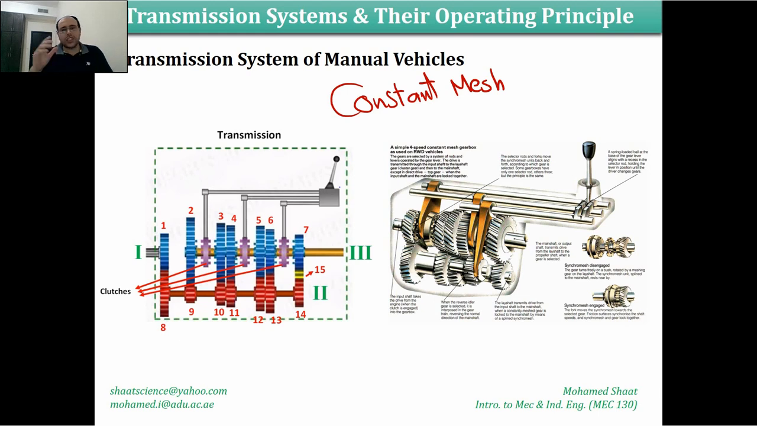What does it mean they are connected or mesh? It means that if any one of the pair rotates, for example, if gear one rotates, automatically gear eight is going to rotate. If gear two or nine, any one of them rotates, the second one is going to rotate automatically. Why? Because they have a constant mesh. Make sense so far? So how does it work?